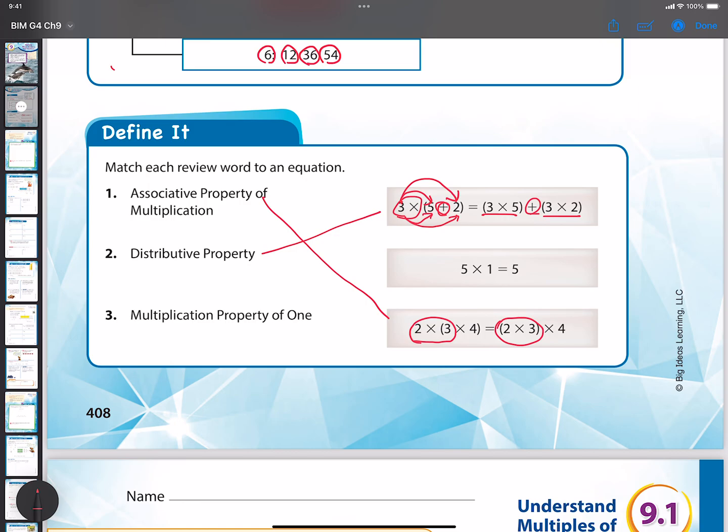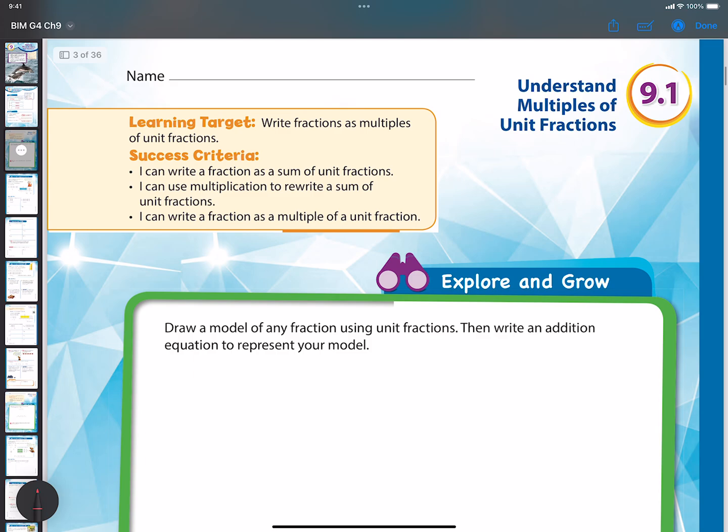Multiplication property of 1. It doesn't stick in my mouth because I used to say and we used to learn identity property of multiplication, right? But anyway, the same meaning, okay? So that's it. All right, let's start our new lesson.